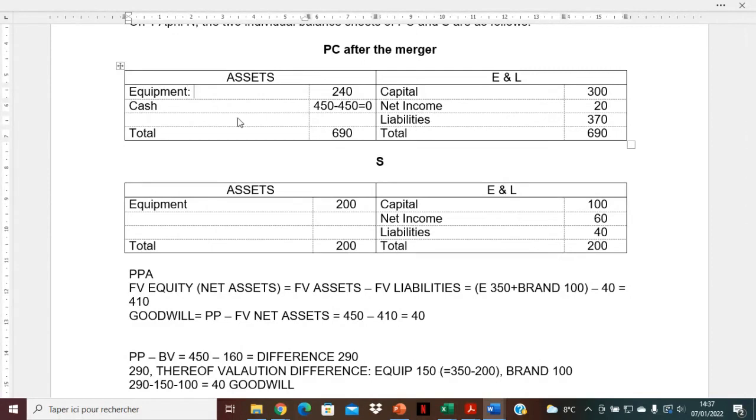Okay, that means what do I get? I have already equipment of 240, and now I buy the equipment of the subsidiary, but I buy it at fair value, of course. So the fair value of the equipment is 350. So I get this, and therefore my total equipment now is 590. I also buy the brand name of the subsidiary, and it has a value of 100.